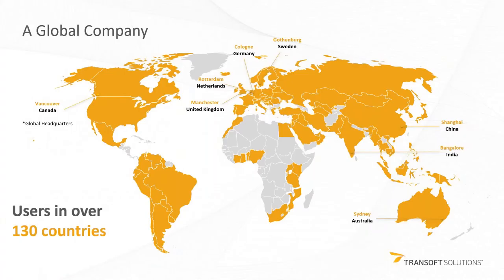Now, we are a global company, and Transsoft Solutions has users in more than 130 countries across the globe. Our head office is based out of Vancouver in Canada. Our European offices include a support and sales office in Rotterdam, Netherlands, and an Asia Pacific office supported from Sydney, Australia.